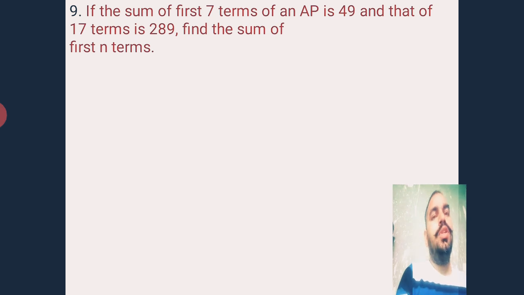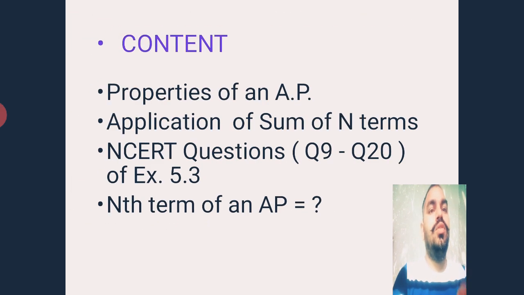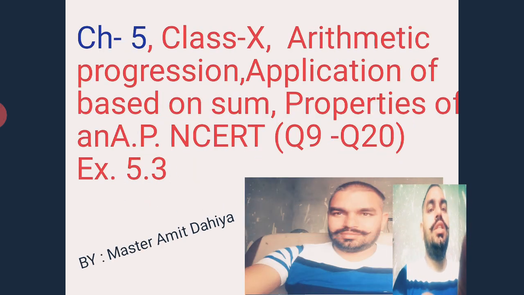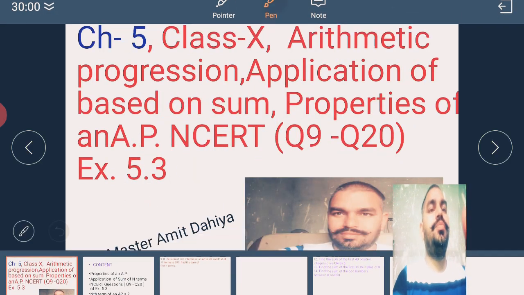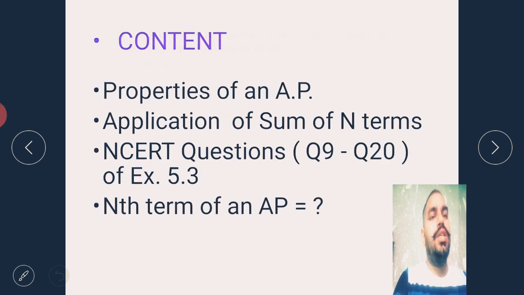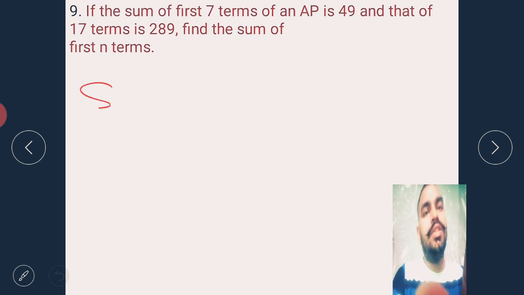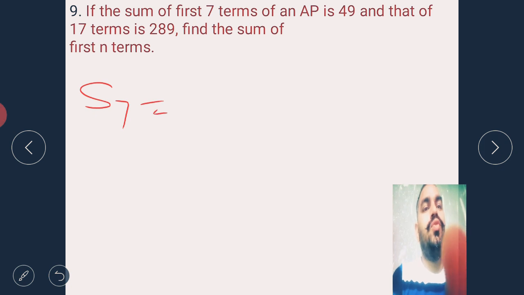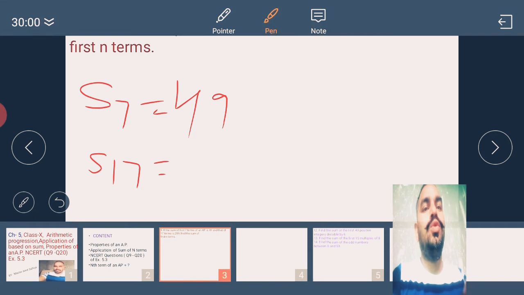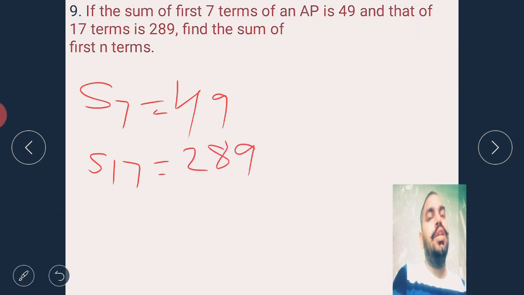That is so simple. In this statement, you have to find out first what is given here. Given is S7 is equal to 49 and S17 is equal to 289. Are you able to do this? So let's see how we are going to do.